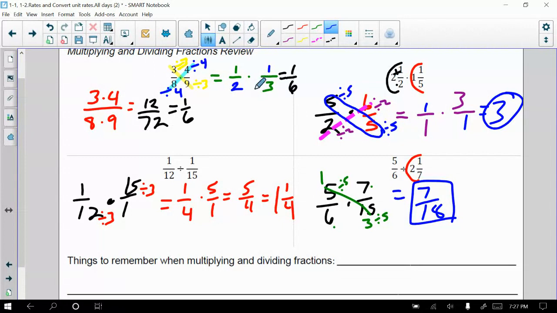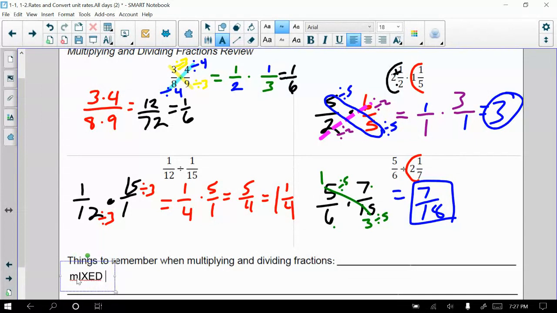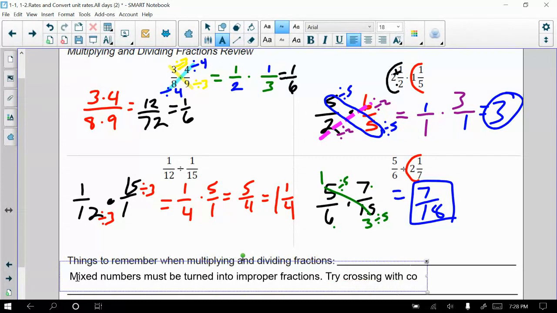Okay. So things to remember when we are multiplying by fractions. Remember, mixed numbers must be turned into improper fractions. Okay. Try cross canceling with common factors. This saves you trouble from reducing.